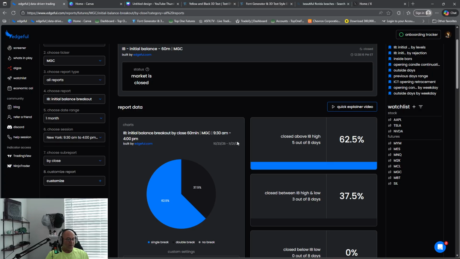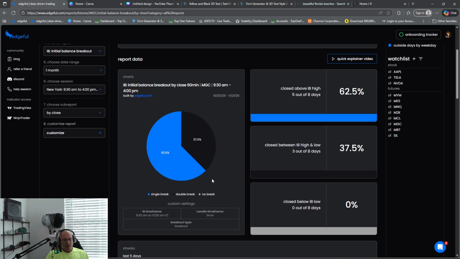Okay. And 37% of the time, so 3 out of 10, we've actually closed between the IB high and low. Okay. So 3 out of 8 days over the last month. Okay. We've closed, when we have a breakout to the upside, not below, but in between the IB high and low when we've had a breakout to the upside. Okay.